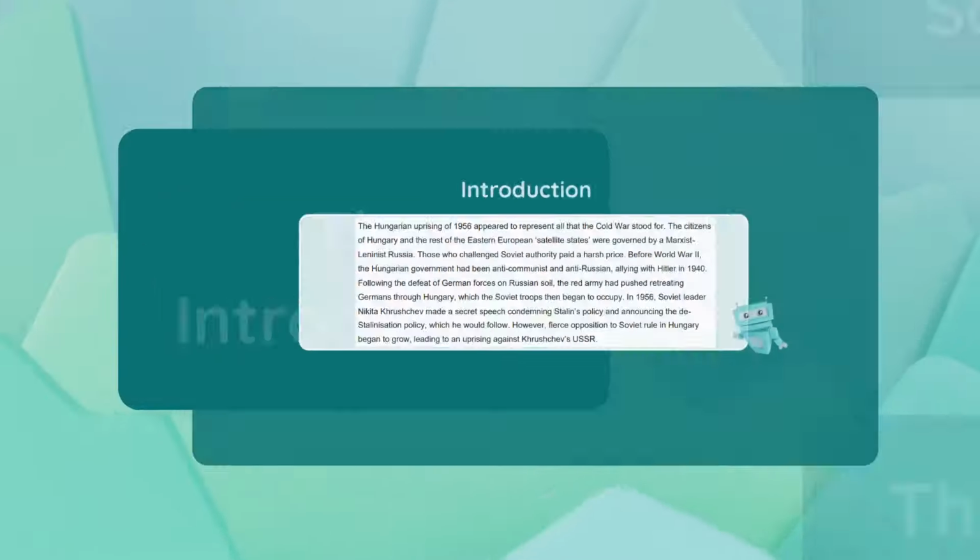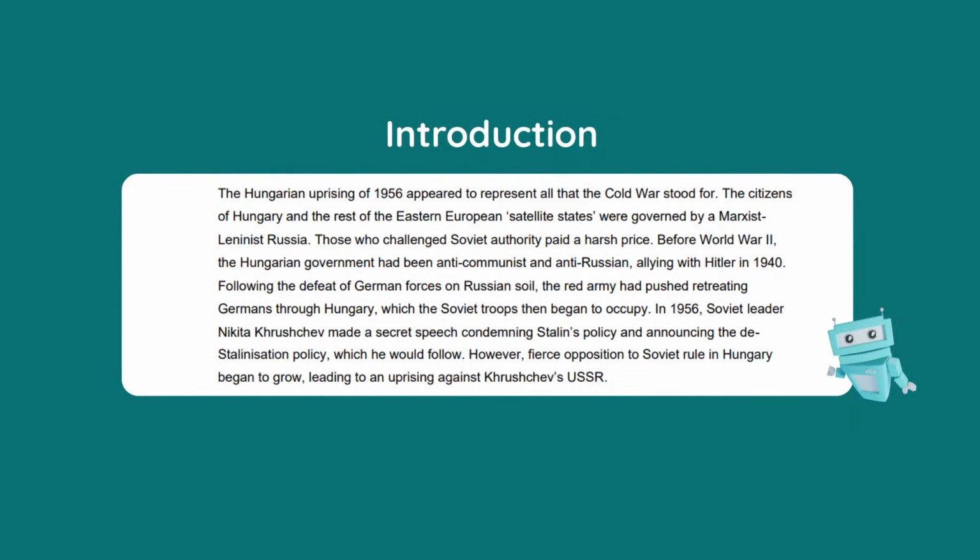Now this essay is pretty good. Let's look at the introduction first of all. I like that in the first sentence there, it talks about the Cold War. The Hungarian Uprising of 56 appeared to represent all that the Cold War stood for.